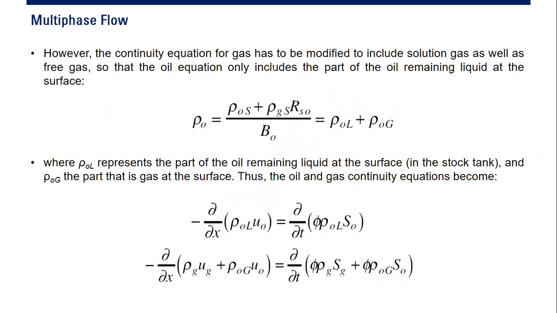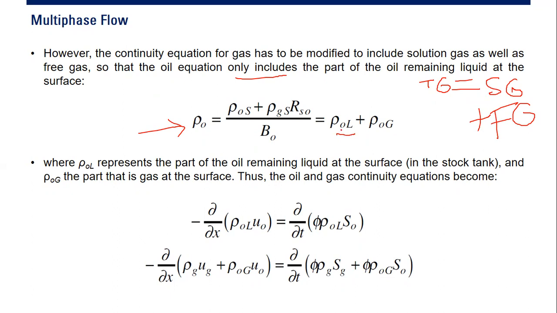However, the continuity equation for gas has to be modified to include solution gas as well as free gas, so that the oil equation only includes the part of oil remaining liquid at the surface condition. We need to modify for gas because the total gas, I call this TG, is solution gas from the oil plus free gas. So we need to modify a little bit so that the density for oil only includes the part of the oil remaining in liquid form at surface condition.